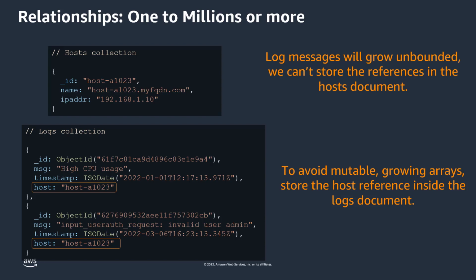So instead of tracking the relationship between the host and the log message documents in the host document, what you can do is store the host ID that the log message is associated with. So storing it on the many side of the relationship. By storing the data in the logs collection, we will not be affected by the unbounded array issue.